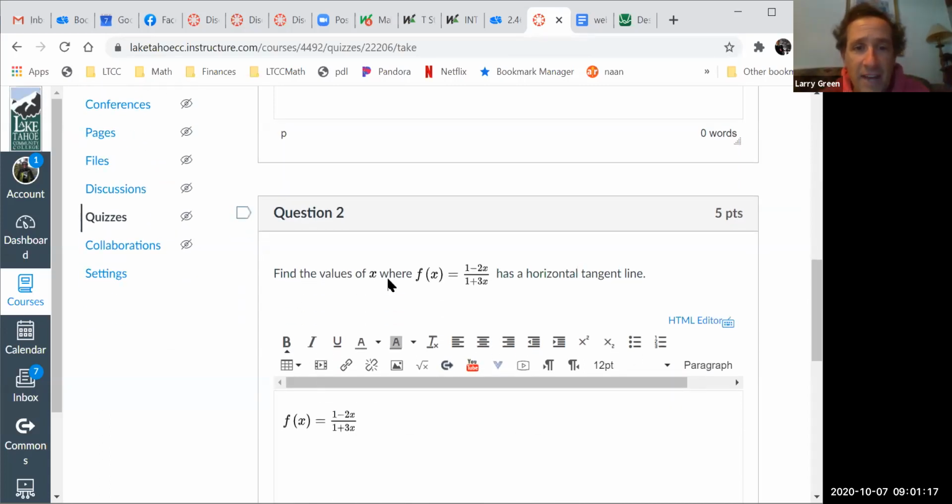So find the values of x where f of x equals 1 minus 2x over 1 plus 3x has a horizontal tangent line. So how do we decide where a function has a horizontal tangent line? When the derivative equals 0. Not when the function equals 0, but when the derivative equals 0. Good, good. So it's not when the function equals 0, it's when the derivative equals 0. So guess what we have to do?